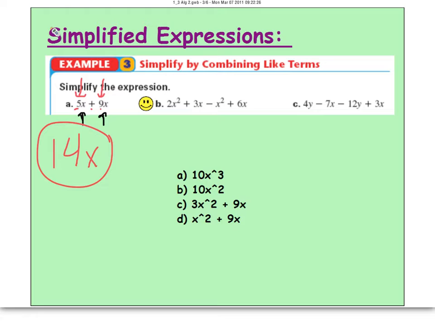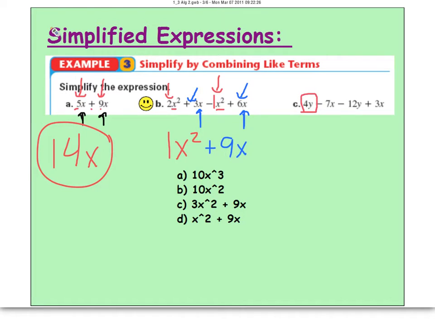For letter B, I have two sets of like terms. I have x squareds, and then I have regular x's. So to combine them, I'm going to write x squared down, and I'm going to do 2. Careful, this is a minus 1 here. 2 minus 1 is 1. For the x's, it's a plus 3 and a plus 6. So 3 and 6 is 9. And that's our answer.